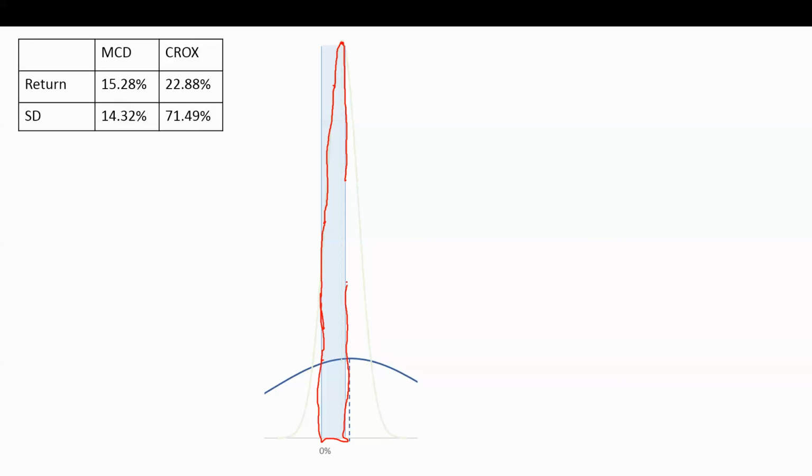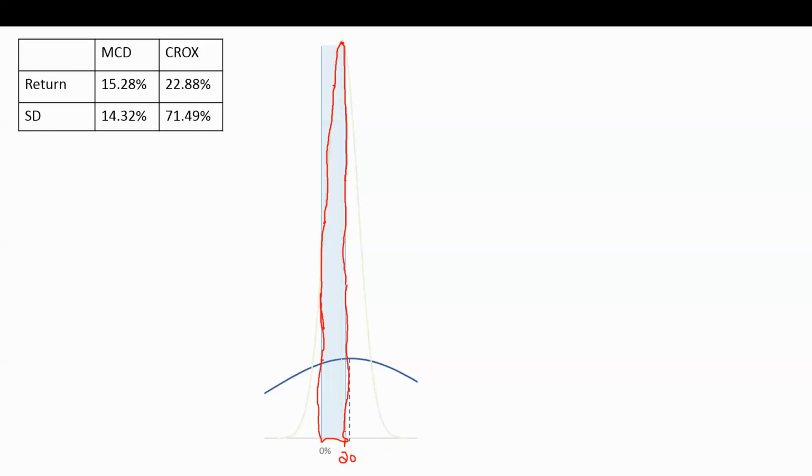It's just sad that I can't draw a straight line. But this is the whole area under the green curve that is shaded light blue. That's the portion that's going to fall from 0% to 20% for McDonald's.